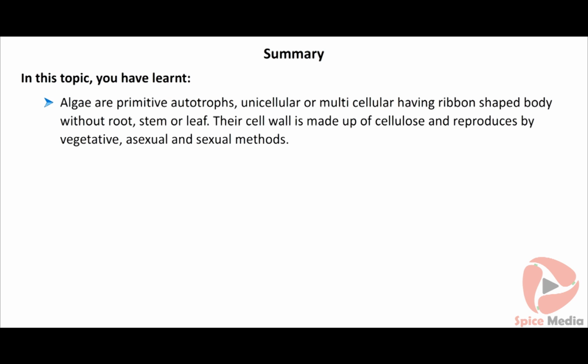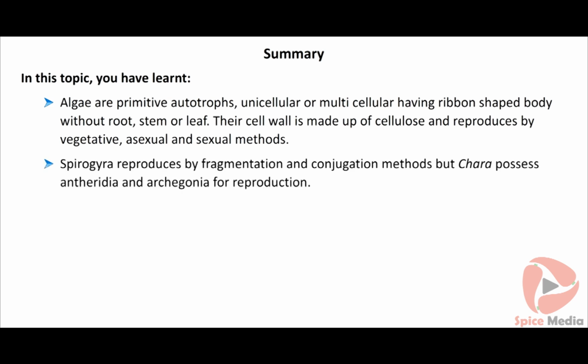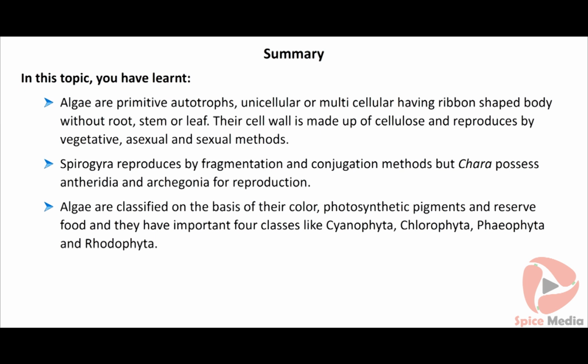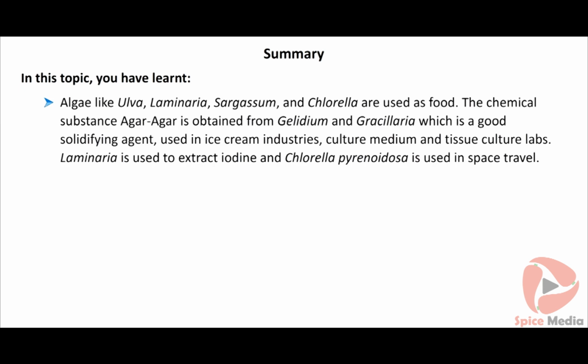In this topic, you have learnt algae are primitive autotrophs, unicellular or multicellular, having ribbon-shaped body without root, stem or leaf. Their cell wall is made up of cellulose and reproduces by vegetative, asexual and sexual methods. Spirogyra reproduces by fragmentation and conjugation methods, but Chara possesses antheridia and archegonia for reproduction. Algae are classified on the basis of their color, photosynthetic pigments and reserve food, and they have four important classes like Cyanophyta, Chlorophyta, Phaeophyta and Rhodophyta.